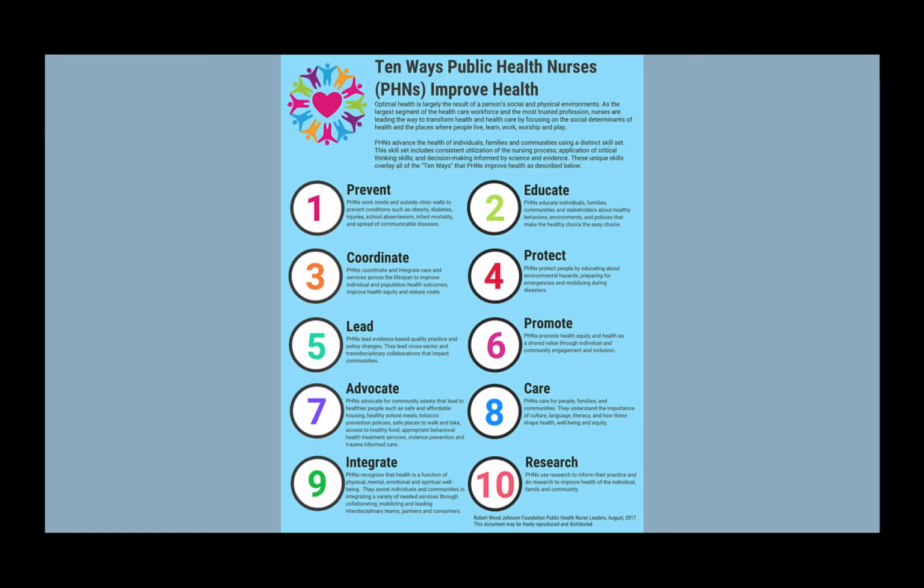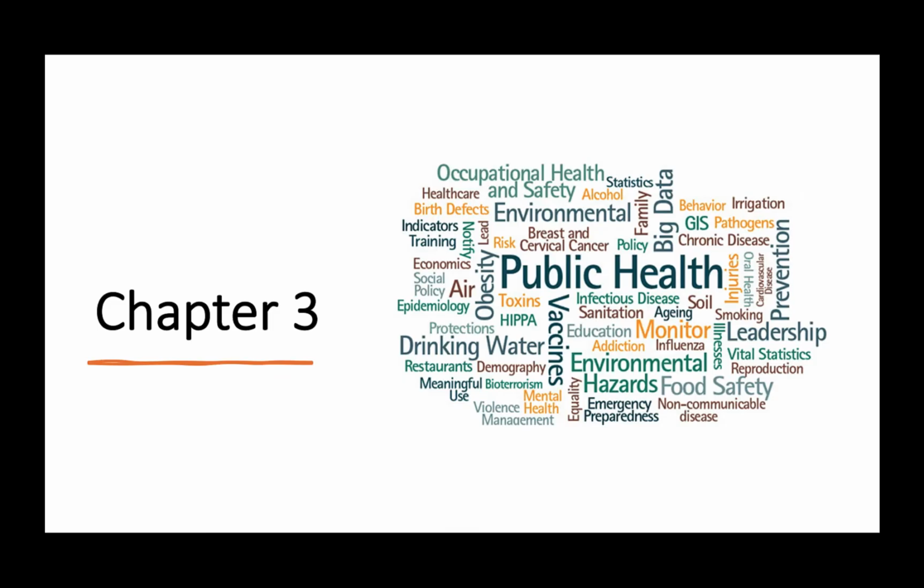Here's the 10 ways public health nurses improve health. We already talked about this in the other slide, but this kind of just says it really nicely. The first is to prevent, and we do that by educating, coordinating, protecting, leading, promoting, advocating, providing optimal care, and then integrating that within the community and providing more research to make sure that we've done a great job and that we continue to inform practice and make sure that we are focusing on improving the health of the individual, family, and community. On to chapter 3.